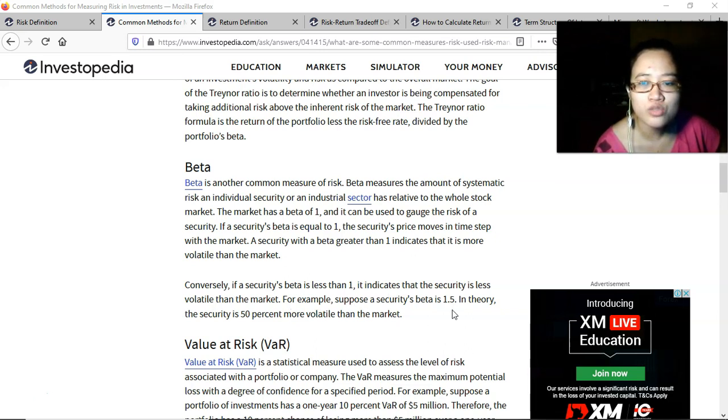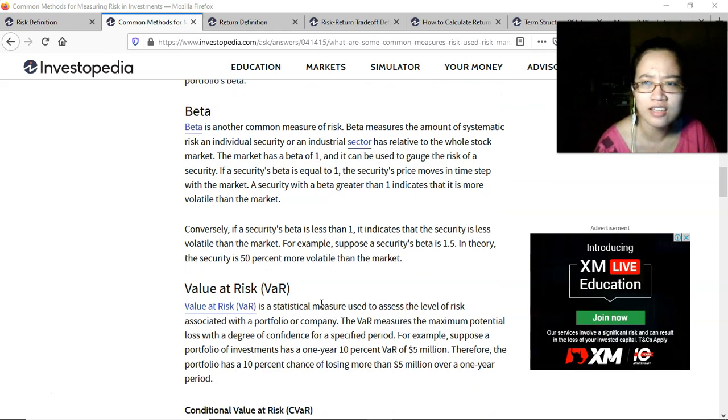Suppose the security's beta is 1.5, in theory, the security is 50% more volatile than the market. Okay, so I guess when it comes to beta results, less than 1 is better. 1 is good, and then more than 1 is concerning. Okay, it's not necessarily bad, but concerning.